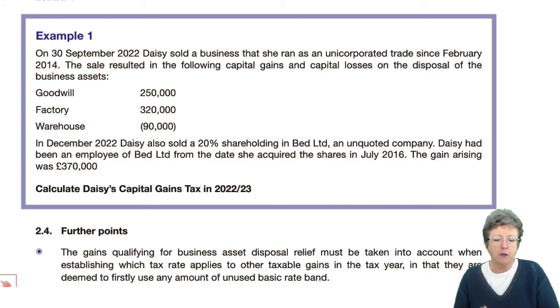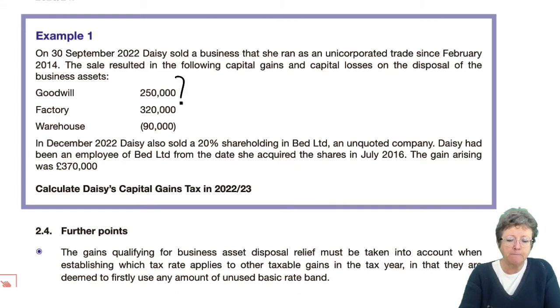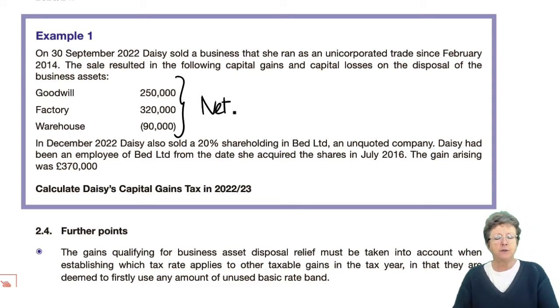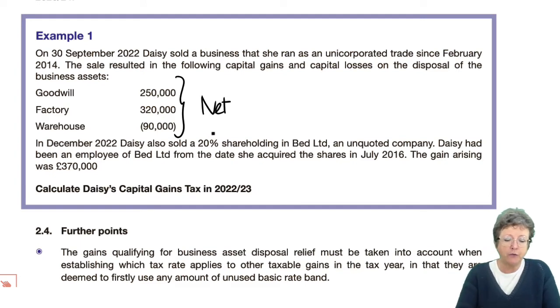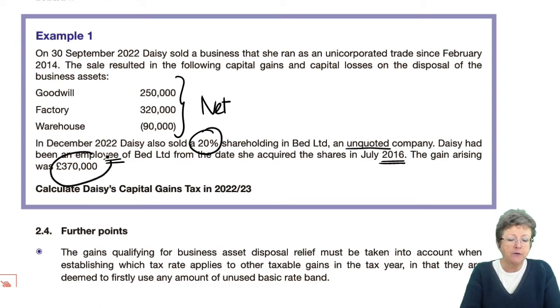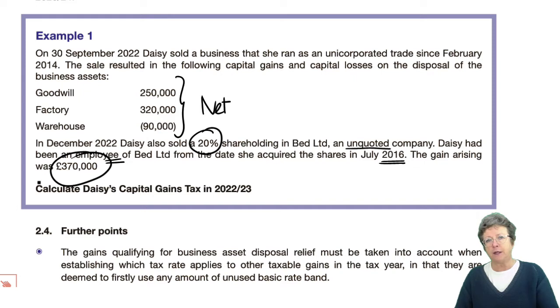Following gains and losses. So all of these are from the sale of the business. So they would all be netted off together and added into the computation. Now in January 2022, she also sold a 20% holding in an unquoted company. Now she was an employee and she'd had the shares for more than 2 years. And there's a gain on that. So she is going to get relief for that as well.